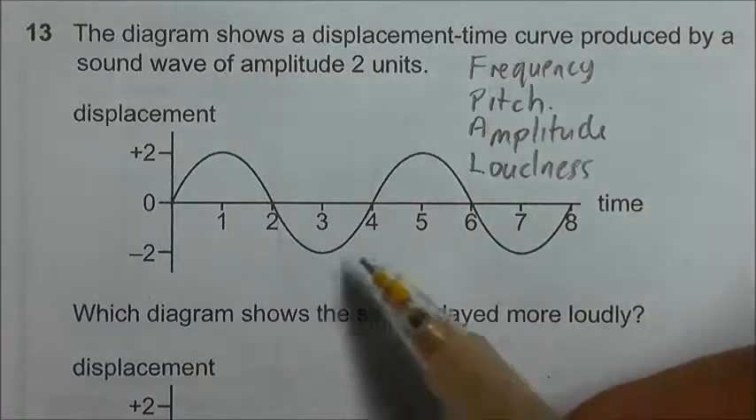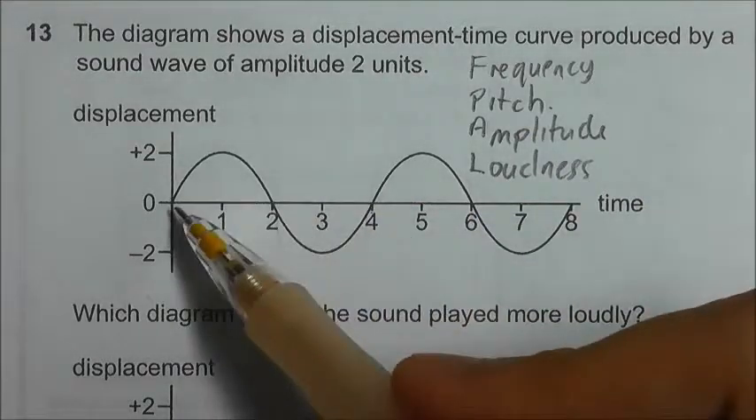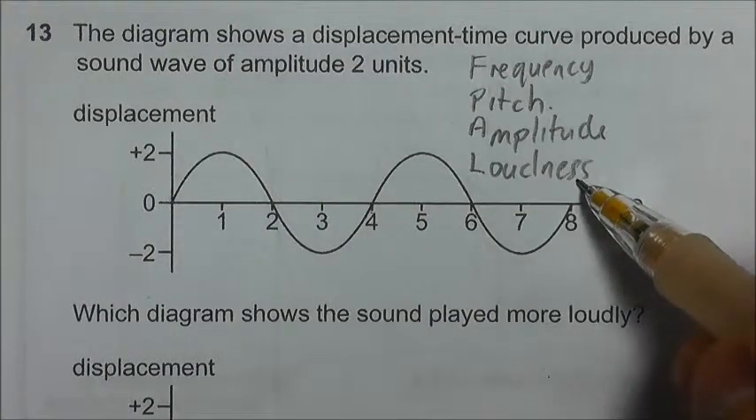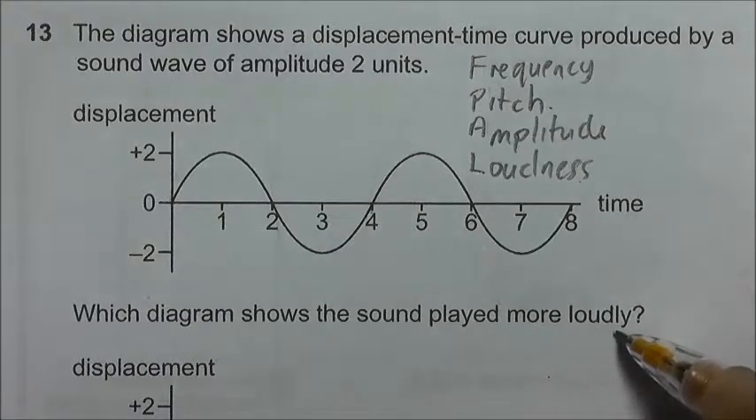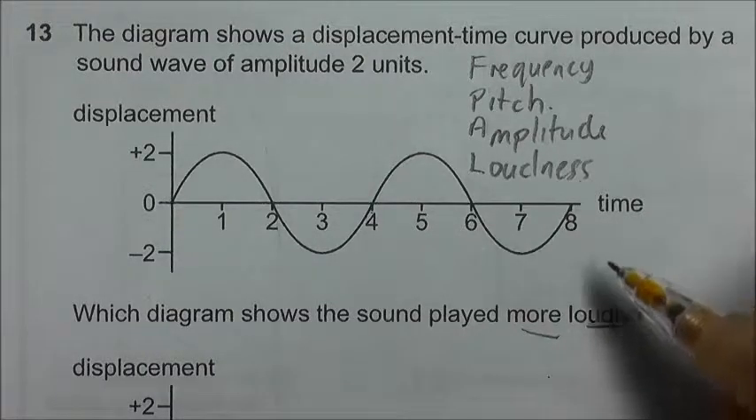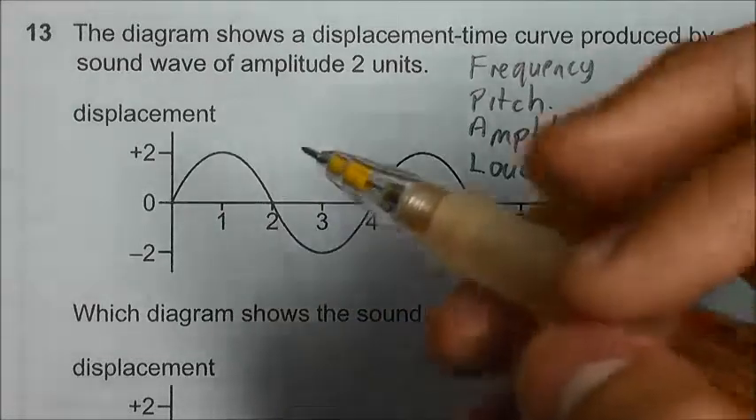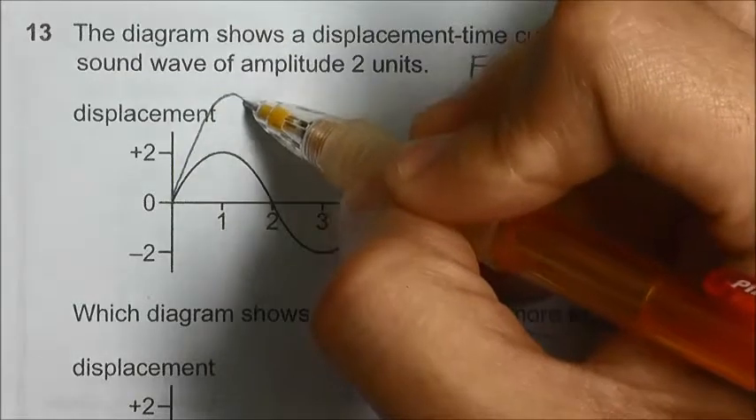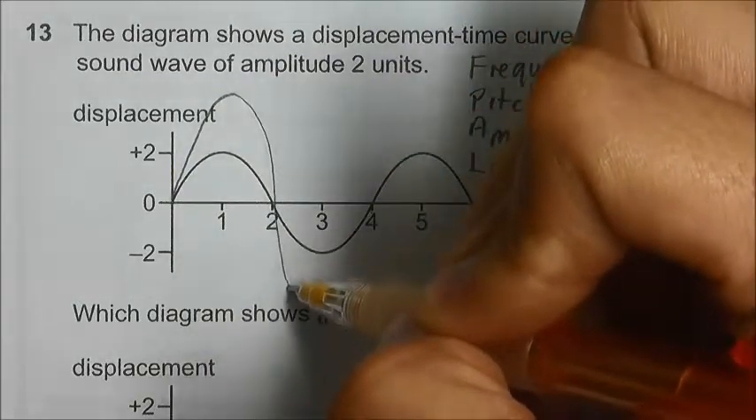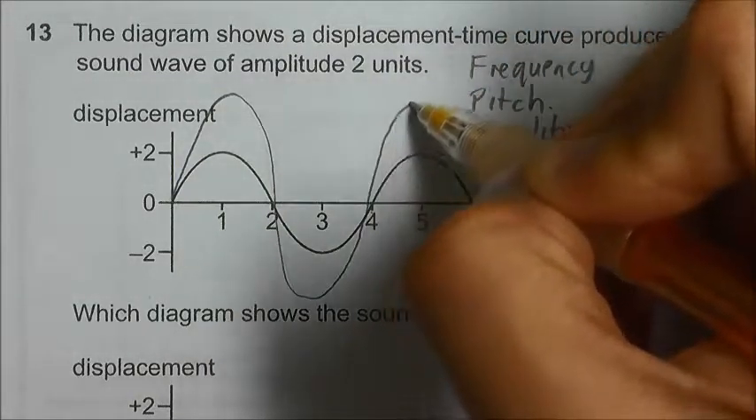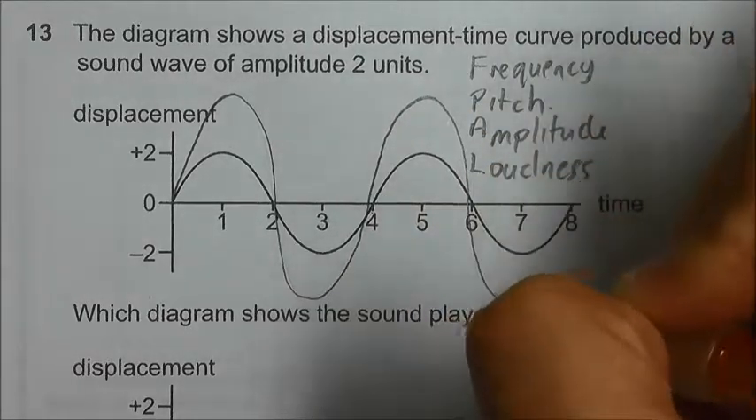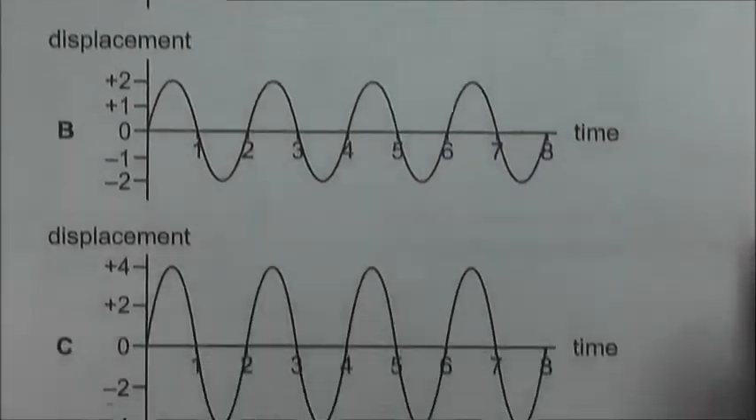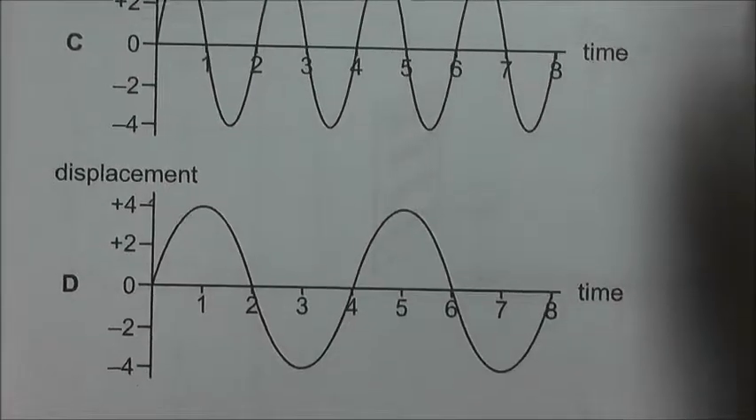If frequency stays the same, every 4 seconds I should see one complete wave. Whereas amplitude is related to loudness. Now the sound is being played more loudly, so I'm expecting a higher amplitude. So the resultant displacement graph should look something like this: increase in amplitude but no change in the frequency. Looking at the options, the answer should be D.